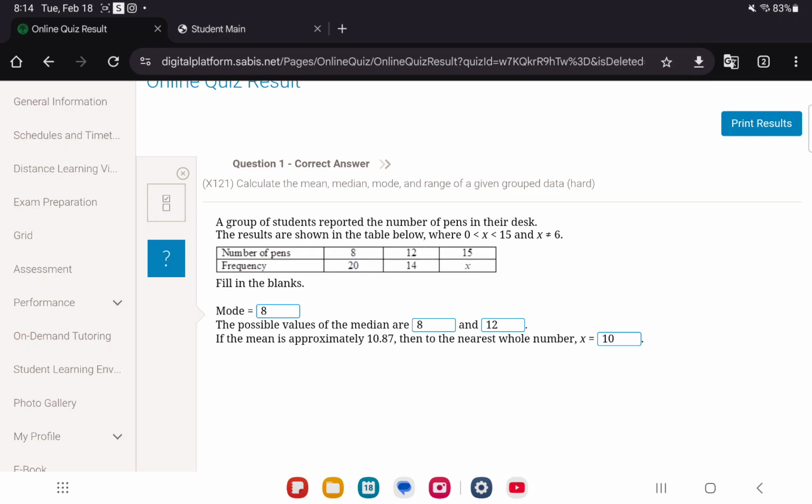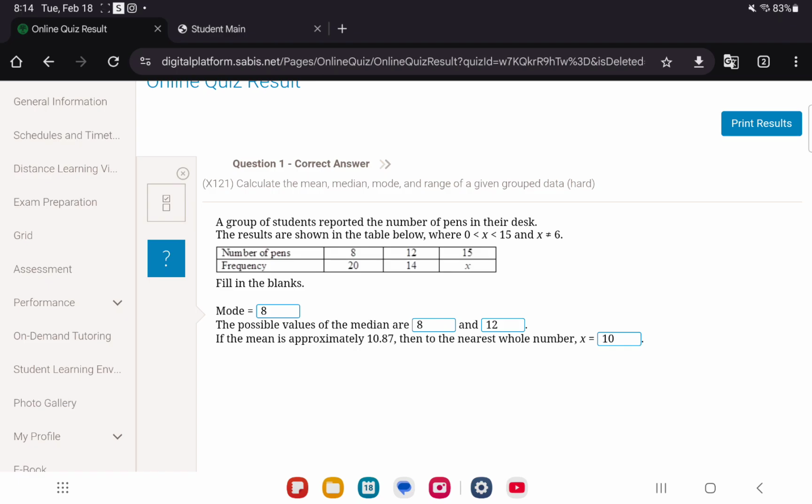Okay, so for the first answer, mode is the highest. It's the thing with the highest frequency. So it's 8. Don't put what the frequency is. You have to put what's on top of the frequency, and in this case, it's the number of pens. Now for the possible values of the median.